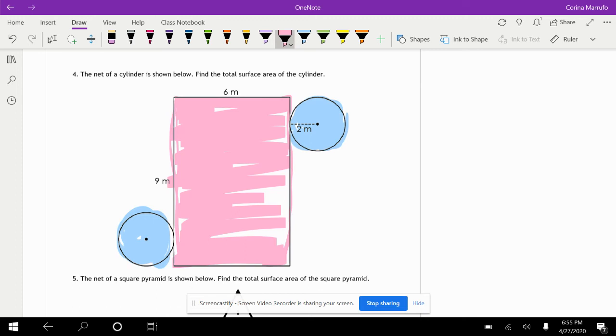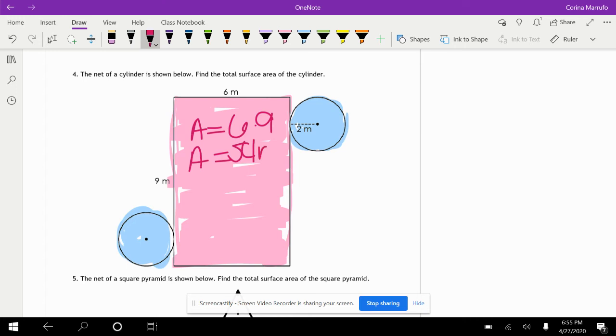So we are going to find the area of the rectangle and the area of the two circles. So on here, if I find the area of the rectangle, we're going to do base times height. So 6 times 9. And 6 times 9 is going to give us, I believe, 54. And then our units are meters squared.